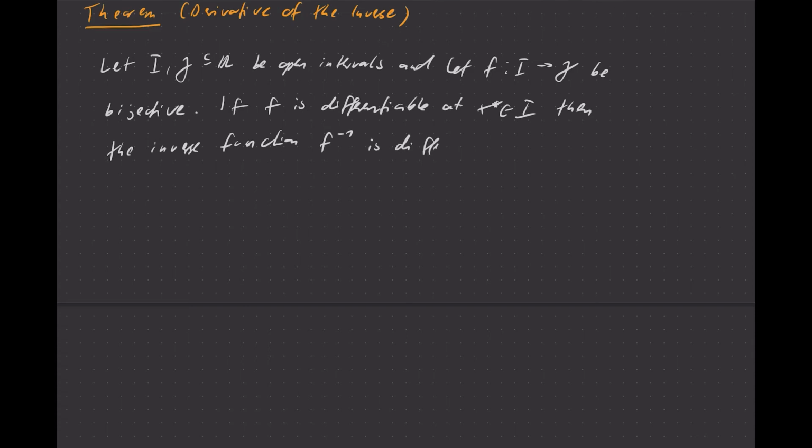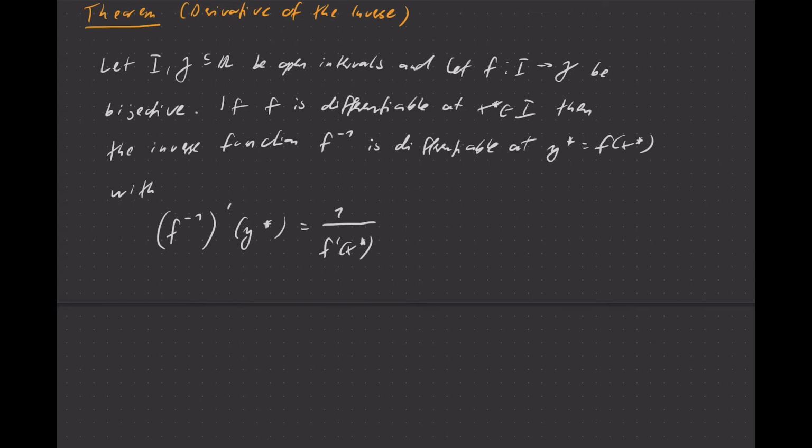Now that is then differentiable at the point, let's call it y star, and that is f of x star. So the point that corresponds to x star through f. And we can even give the value of that derivative. So that value, f to the power of minus 1 prime at y star, is given by 1 over f prime at x star.